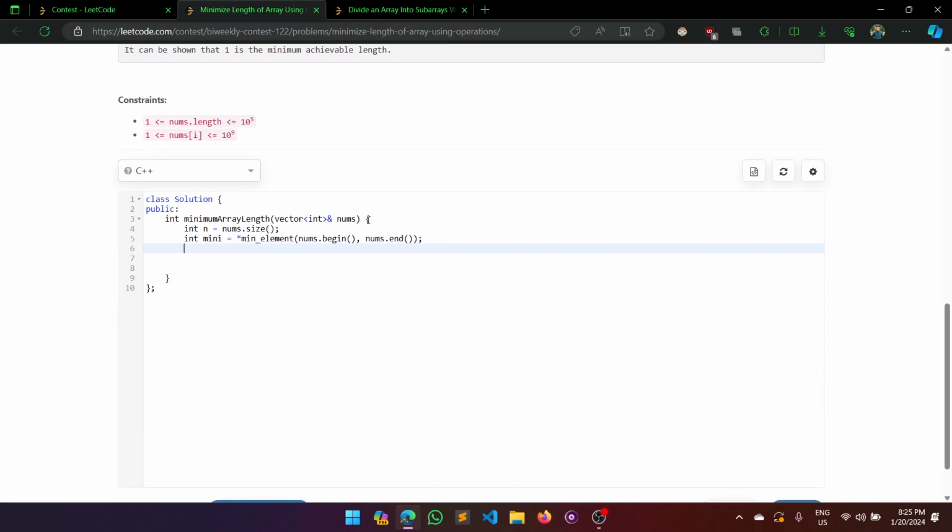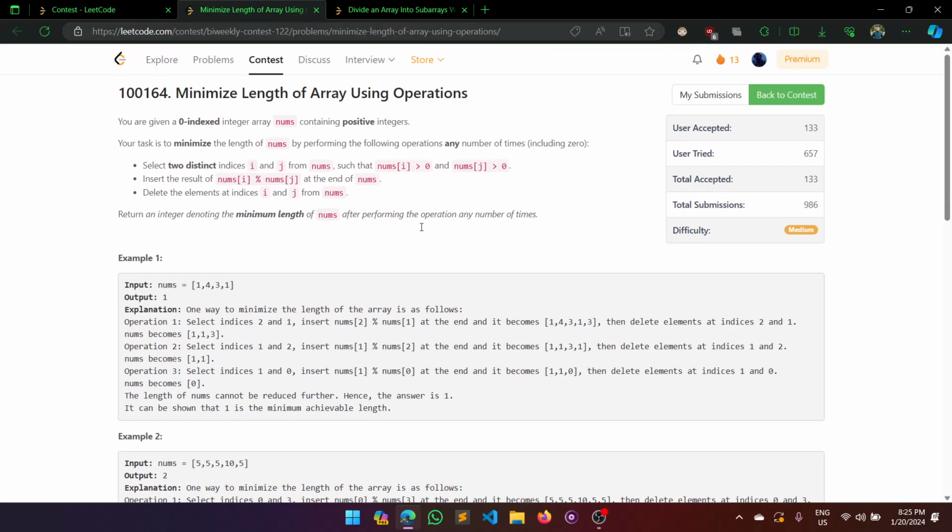So taking a modulo with the smallest is not always going to work. Hmm, but we can do something. But what if we get to an optimal solution after a series of operations?